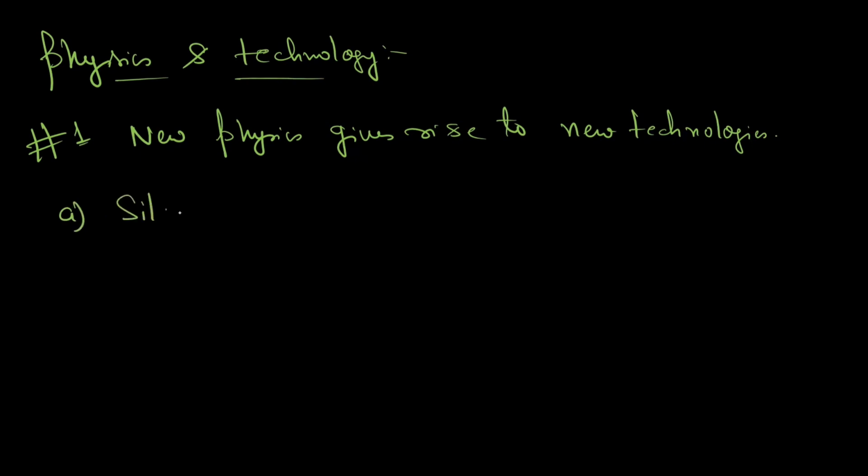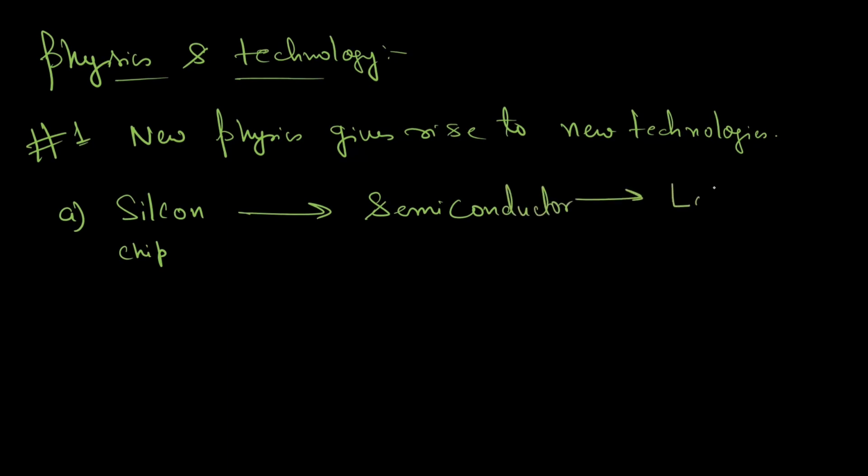For example, silicon chip study, an element in the periodic table. So we started the silicon chip. Then they created the semiconductor with the help of that. With the help of this you have created laptop, mobile phone circuits, TV sets. All are semiconductors. But some do not know that it came with the help of silicon chip study. New physics gives rise to new technology.